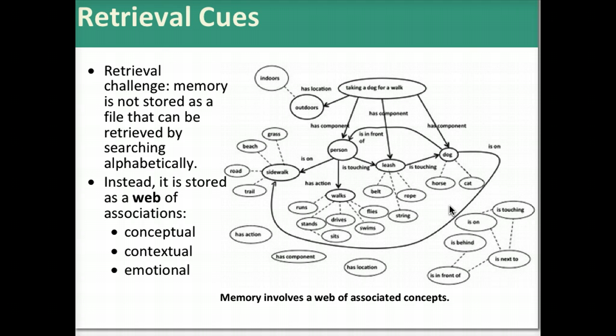So when we looked at this, memory is not stored as a file, right, that can be retrieved searching alphabetically. We don't sit there and go through pages of books looking for something in our memory. It's stored in a web of associations: conceptual, contextual, emotional. And we've talked about emotional. We've talked about how emotional memories bring about both the object, the thing that elicits the memory, and the emotion itself, because they get earmarked together, they get hashtagged together.